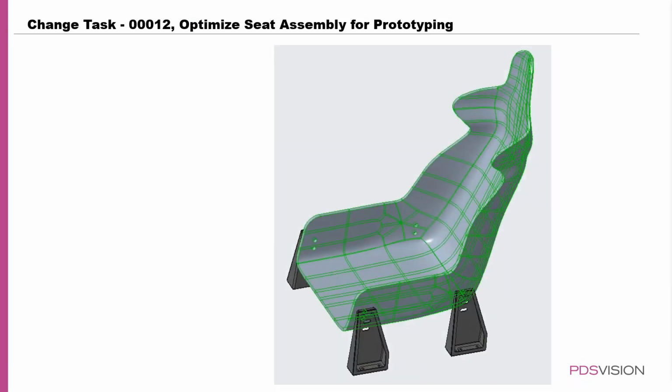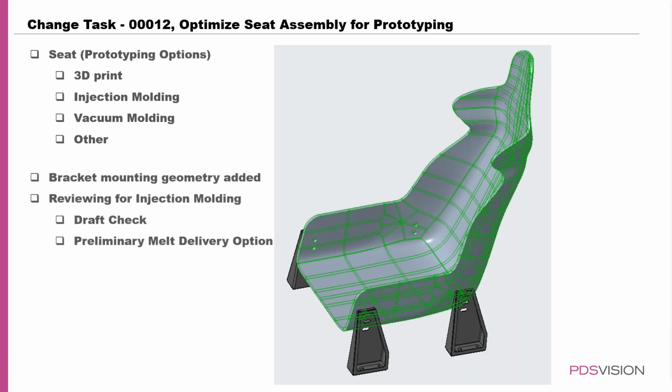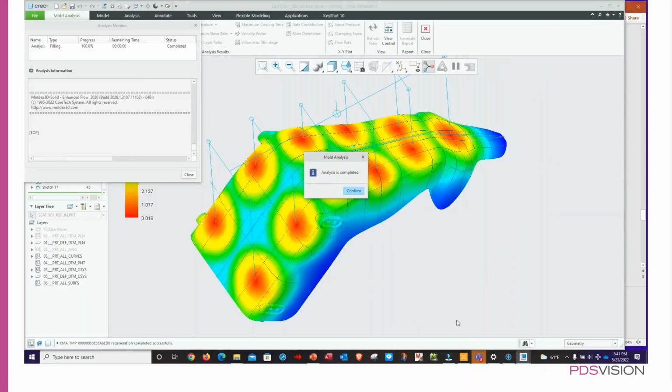So we've worked on the seat for prototyping. Again, some options: 3D print, injection molding, vacuum molding is another. We've gone through and added mounting geometry for the bracket. We've reviewed for injection molding, processed a draft check, made changes to the seat to address those, and then we've done some preliminary melt delivery option layouts. And now that we've completed the molding analysis, we can review the results.